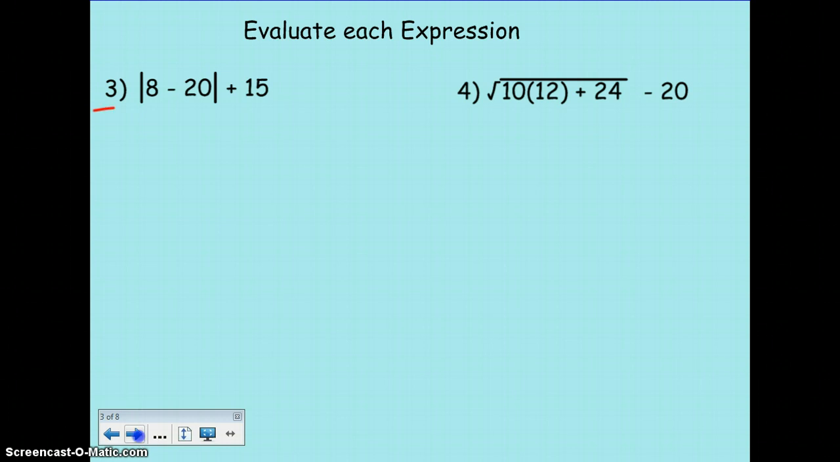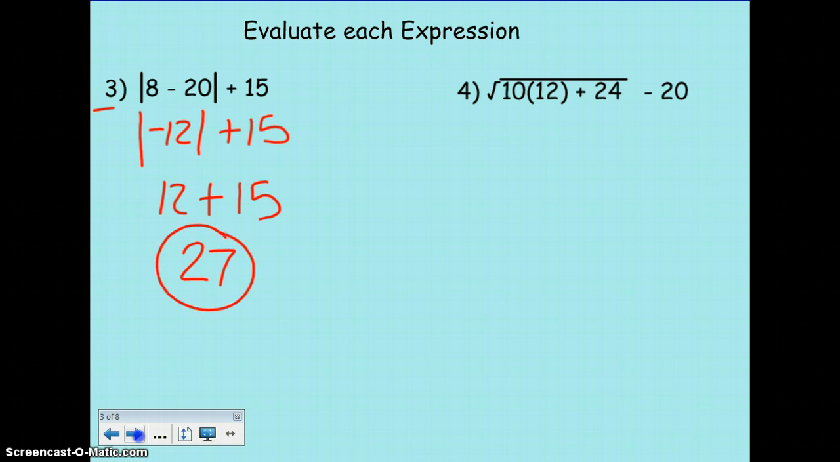For number 3, I need to work within the absolute value sign first, so I get the absolute value of negative 12 plus 15. The absolute value of negative 12 is 12, so we're left with 12 plus 15, and this just simplifies to 27.